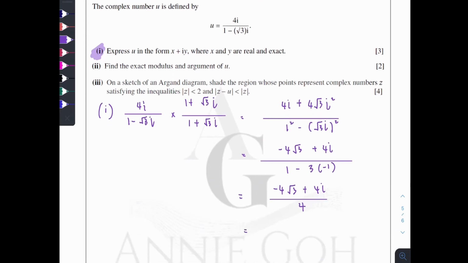So now we can express our answer in the x plus iy form, which is negative square root 3 plus i. This is how we express our answer in the exact form. And you can get the 3 marks easily.